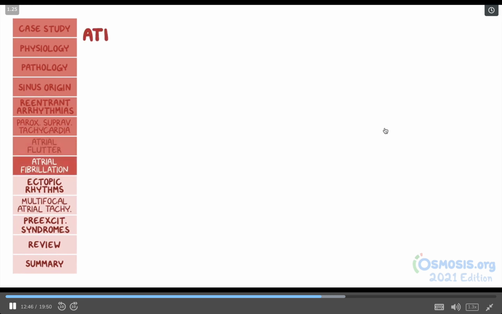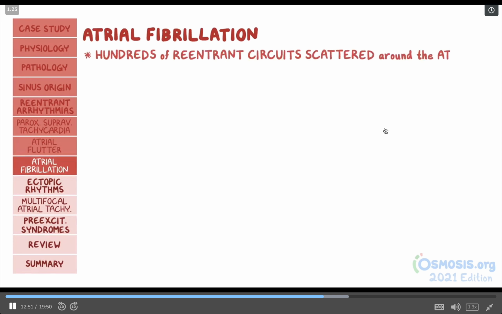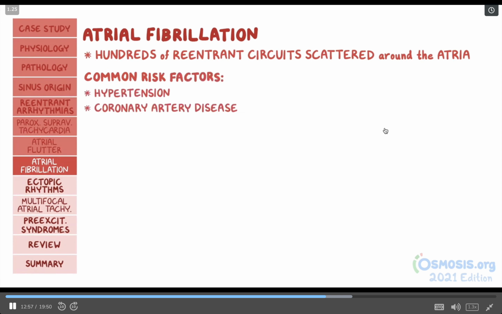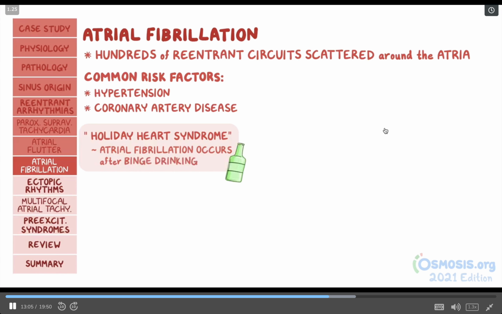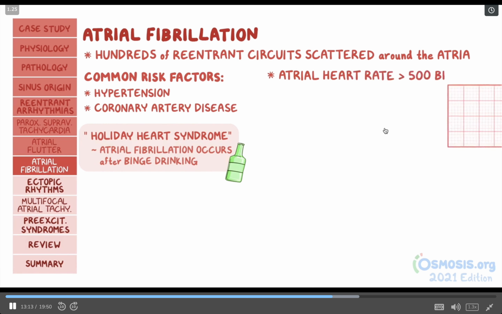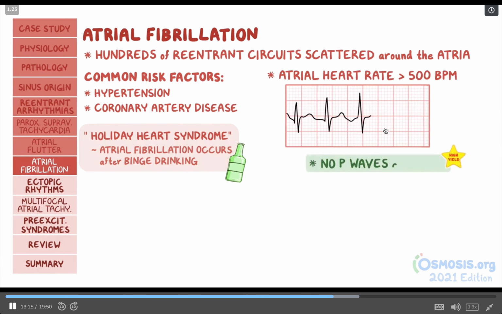Okay, so in atrial flutter, there was a single reentrant circuit causing the problem. On the other hand, in atrial fibrillation, there are hundreds of reentrant circuits scattered around the atria. The most common risk factors are hypertension and coronary artery disease. Another interesting cause is the holiday heart syndrome, where atrial fibrillation occurs after binge drinking. Now, for your exams, remember that here, the atrial heart rate is really fast, going above 500 beats per minute. So on the ECG, no P waves are seen.